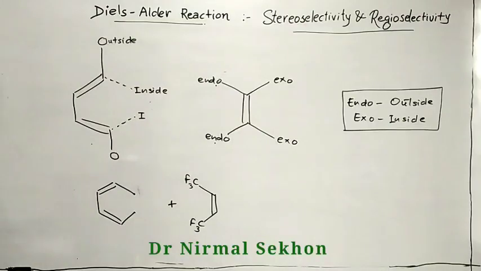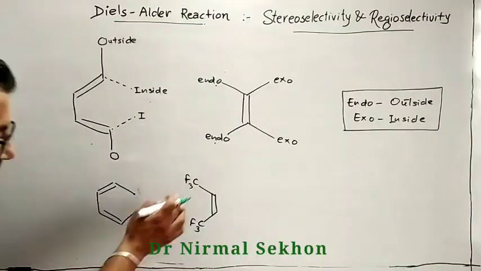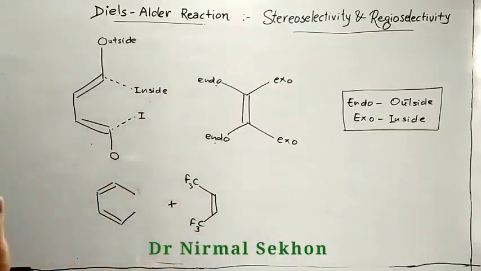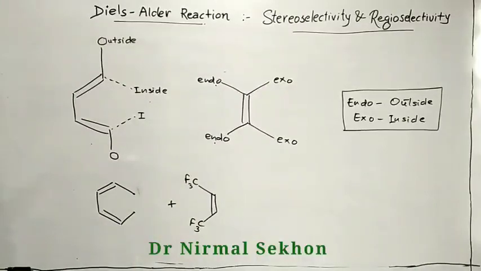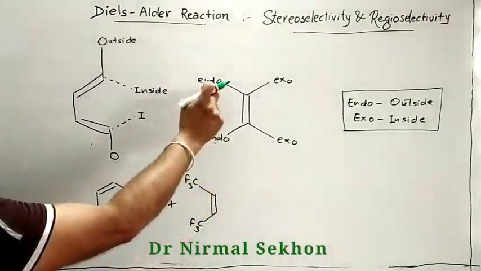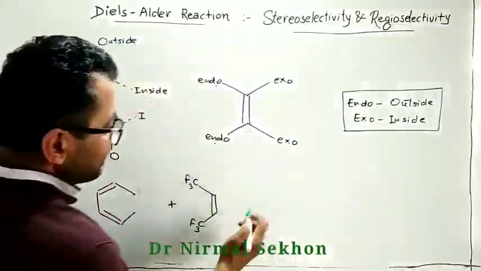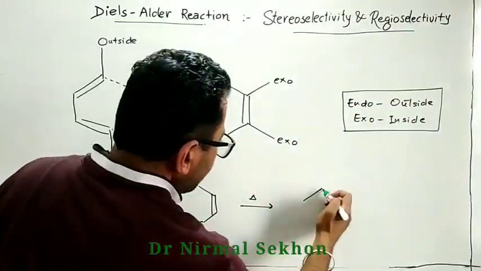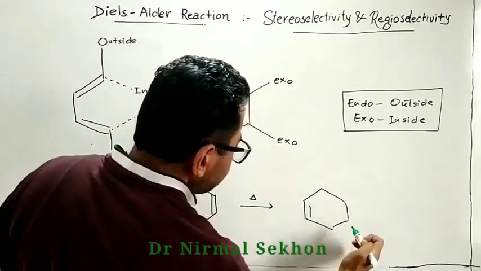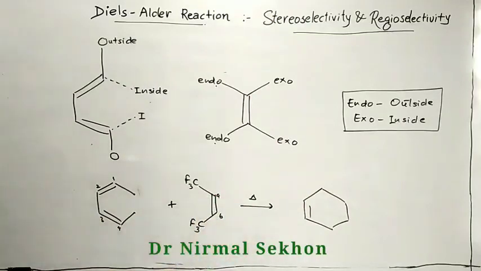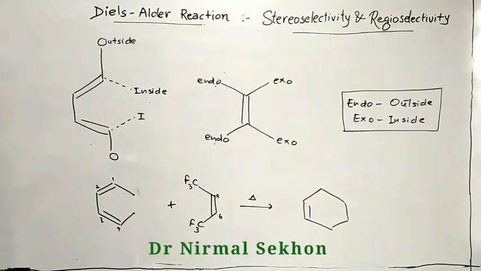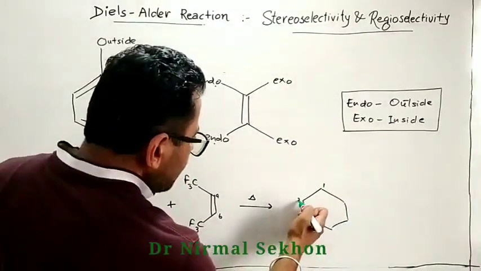So in the product, these two groups will get the same position, and these two are on the same side, cis, so they will also get the same position. But the position of the methyl group will be different from the CF3, opposite, because this group is inside and this is endo; they are opposite. So when you heat, what do you get here? Draw the cyclohexane. I will write the numbers. This is a very important thing, writing numbers to get the actual product without any mistake. So 1, 2, 3, 4, A, B.